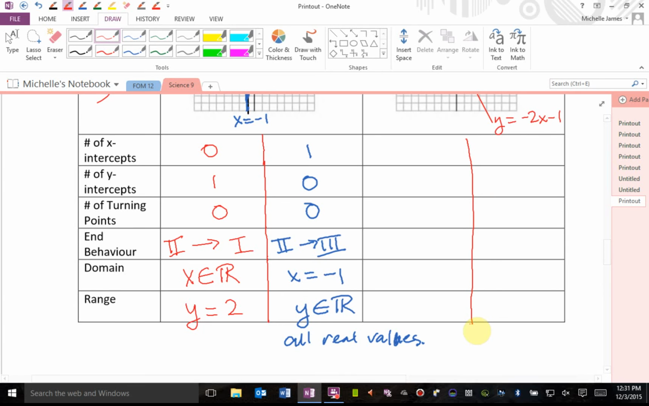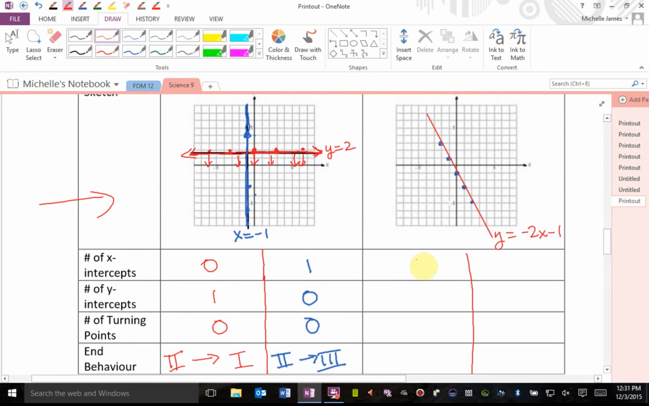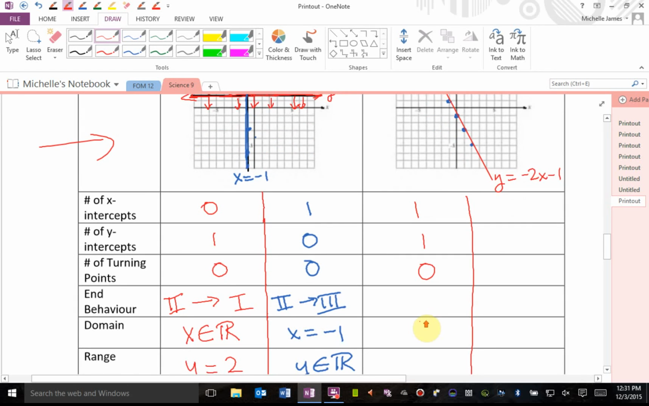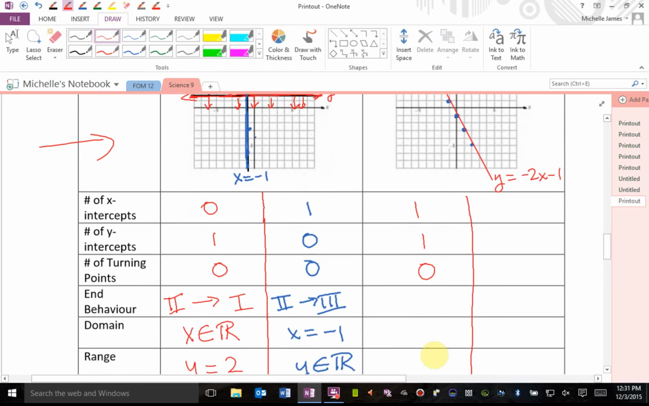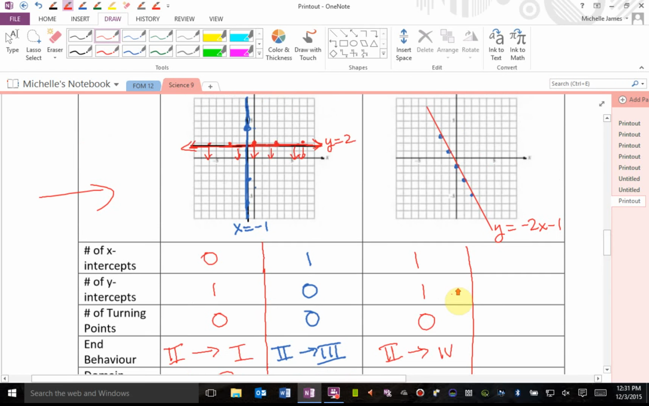How many x-intercepts? 1. Crosses the x-axis 1 time. How many y's? 1. Just 1. How many turning points? How many times does it change direction? 0. None. That's what makes it linear, a line, exactly. Its end behavior, it started in 3? No. 2. Oh, wait. Starts in 2. Ends in 4. Wait, which one? y equals -2x minus 1.